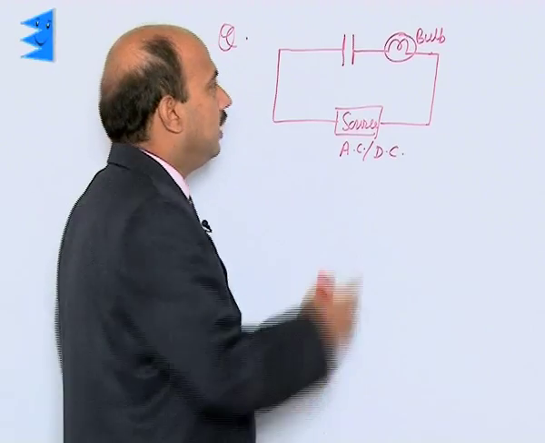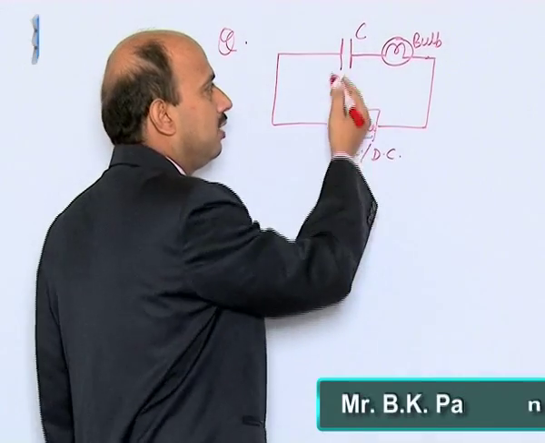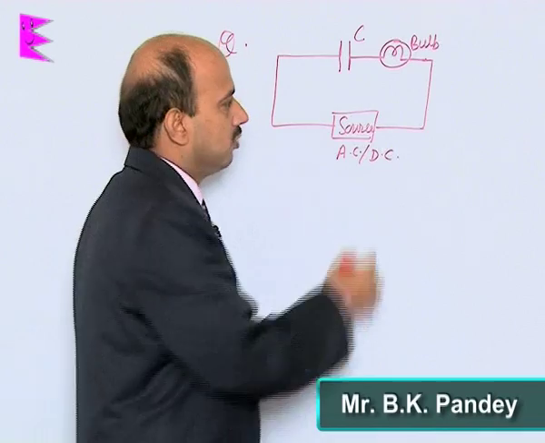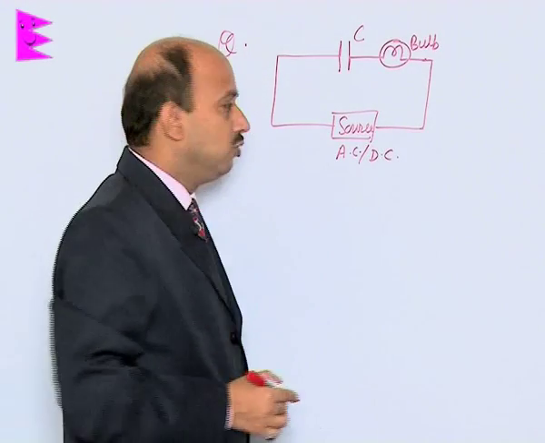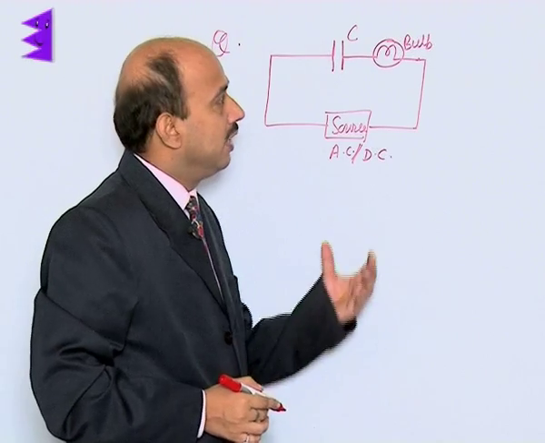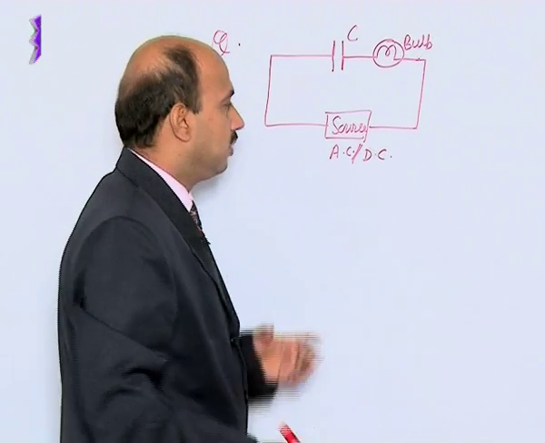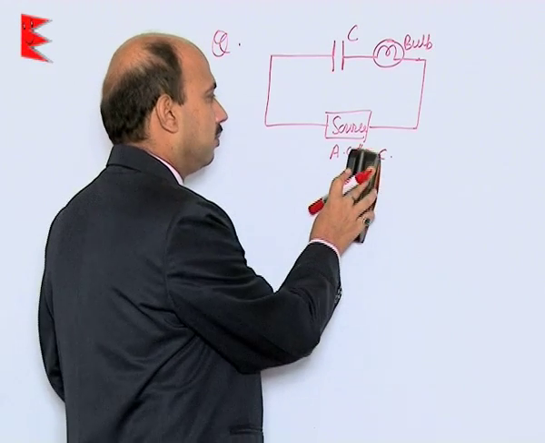Now see here, there is a capacitor having capacitance C and a bulb is connected in series with the capacitor, and the source is connected here. This source can be AC or DC, so we can change it and see the variation in the brightness of the bulb. Suppose we have taken an AC source first, not DC.